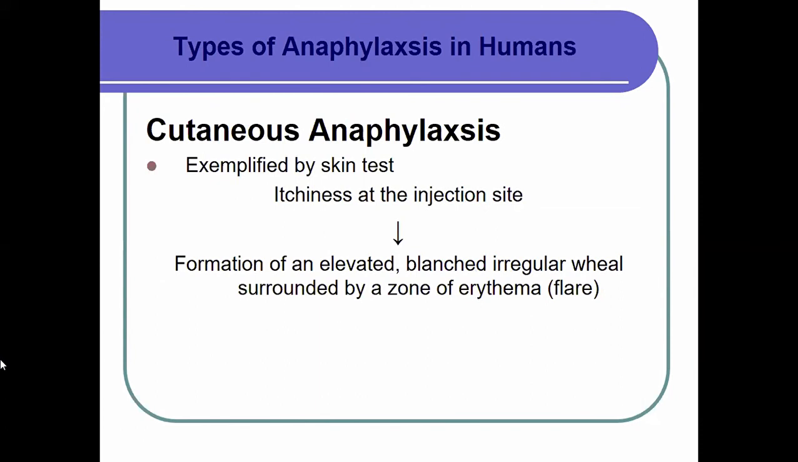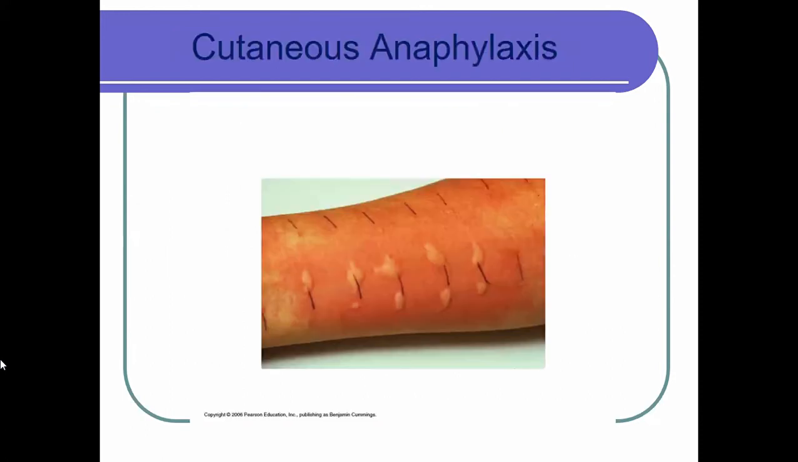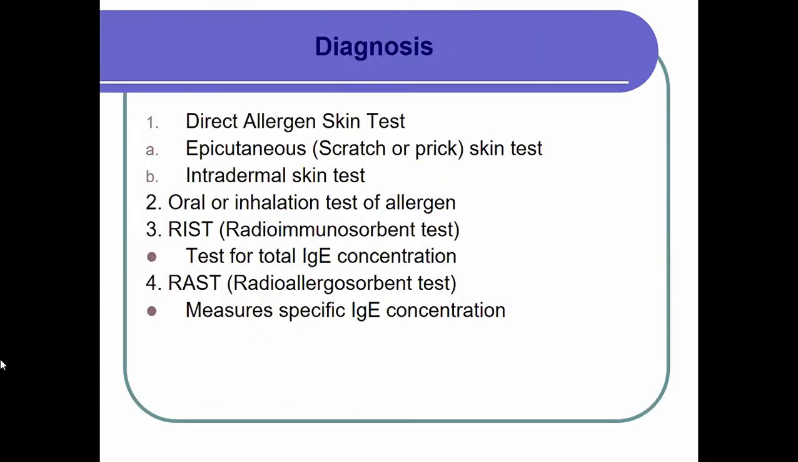Okay? So localized anaphylaxis may be like this: urticaria. So you can have cutaneous anaphylaxis. This is exemplified by the skin test. Here, if the patient has an allergic reaction to the drug being tested, there could be a wheal and flare reaction like this. Okay, diagnosis is through direct allergen skin test. You can have epicutaneous or intradermal. Then you can also have oral or inhalational test of allergen.